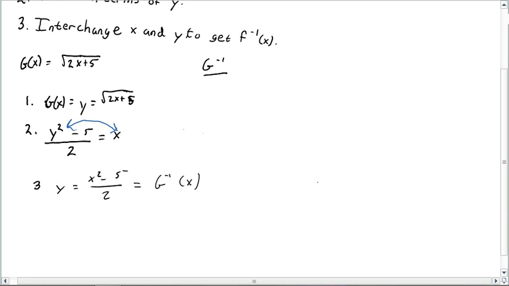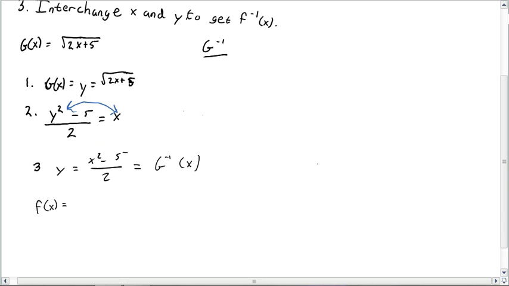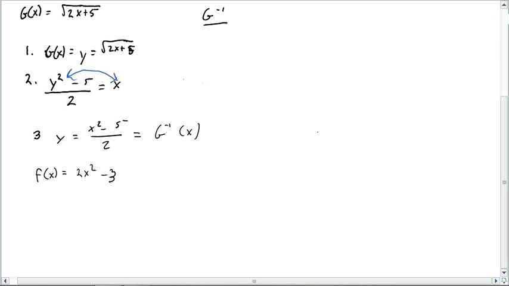The second example I want to try is saying that we have f of x is equal to 2x squared minus 3. And so the first step of this problem is going to be simply saying that f of x is equal to y, which is equal to 2x squared minus 3. And then the second step is to solve this.